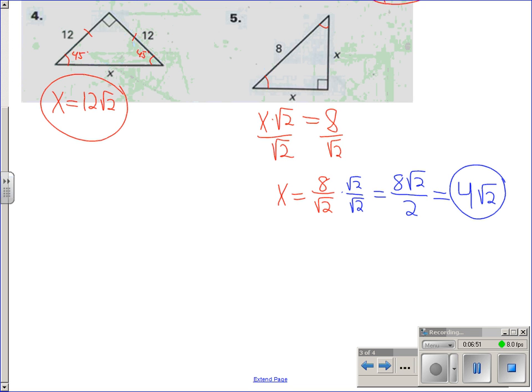All right, that is it for 45, 45, 90 triangles. Fairly basic. Again, you just got to make sure you're dealing with the proper angle measurements, which gives you these ratios of sides. The next video, we'll talk about 30, 60, 90s. Enjoy.